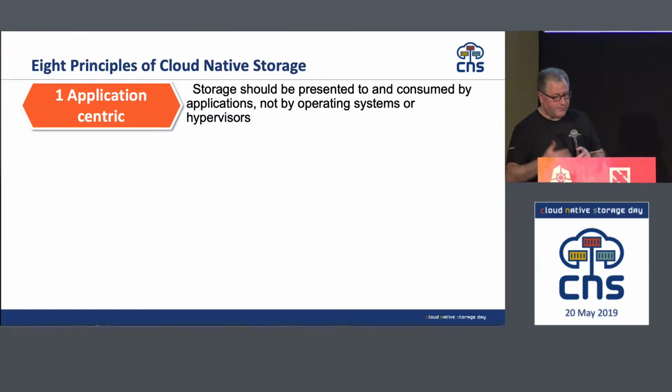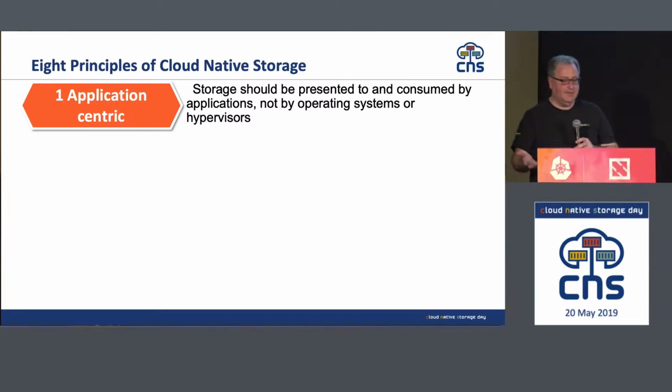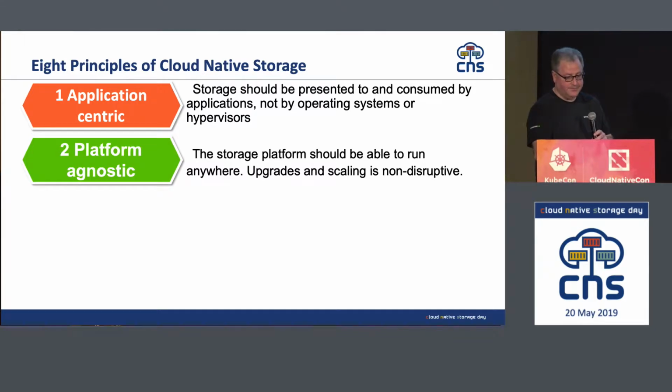So one of the big differences in cloud-native storage, and the first thing that changes completely, is that we're moving from a legacy environment where storage is presented to an individual server or an individual operating system or a VM. And instead, we're now presenting and consuming storage through applications. So in very simple terms, cloud-native storage needs to be more application-centric. It should be consumed by the applications and not by the operating systems.